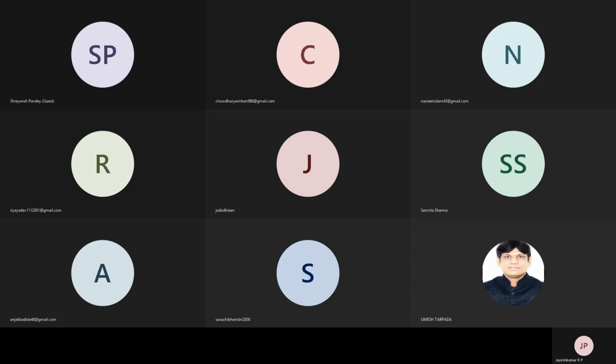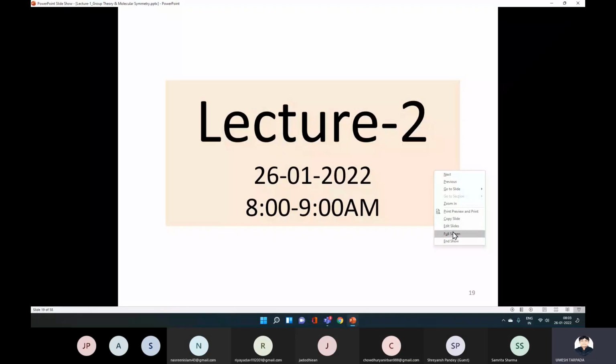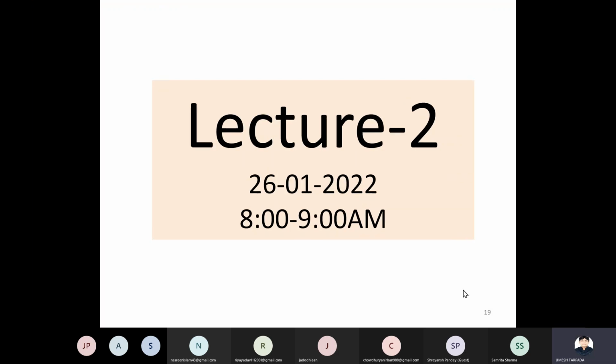Yesterday we discussed a general introduction of symmetry and certain rules to understand the molecular point group, or sorry, symmetry elements, especially axis of rotation. So that we have completed. There are four main symmetry elements, out of which we understood two a little bit yesterday: one is identity, and the second is the axis of rotation.